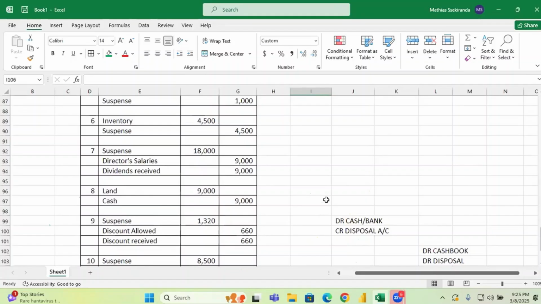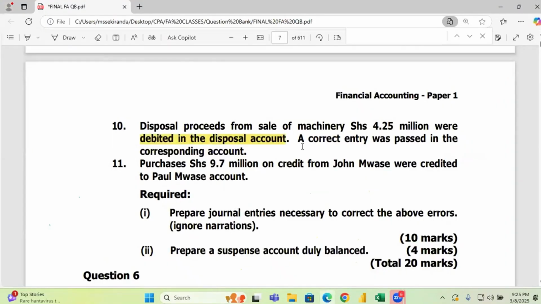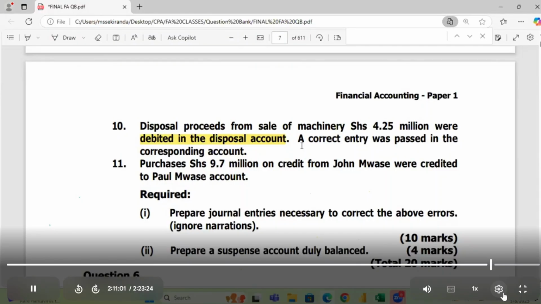Then our last note says, purchases of 9.7 on credit from John Mwase were credited to Paul Mwase's account. So you bought goods on credit from John Mwase. Instead of crediting John Mwase, you credited Paul Mwase. Remember, when you purchase on credit, you debit purchases and credit the supplier. In this case, we credited a wrong supplier. We credited Paul Mwase instead of John Mwase.